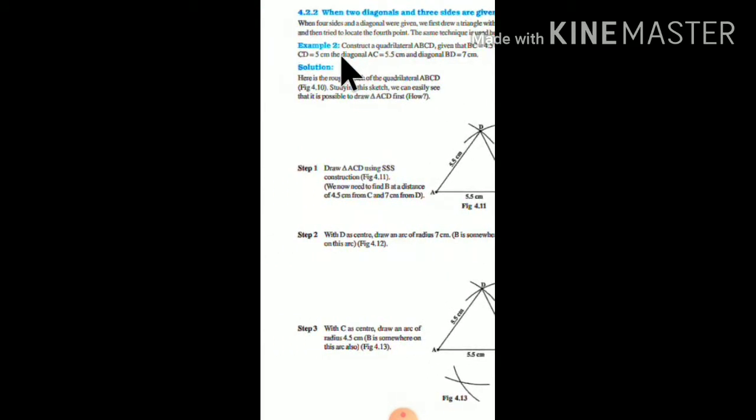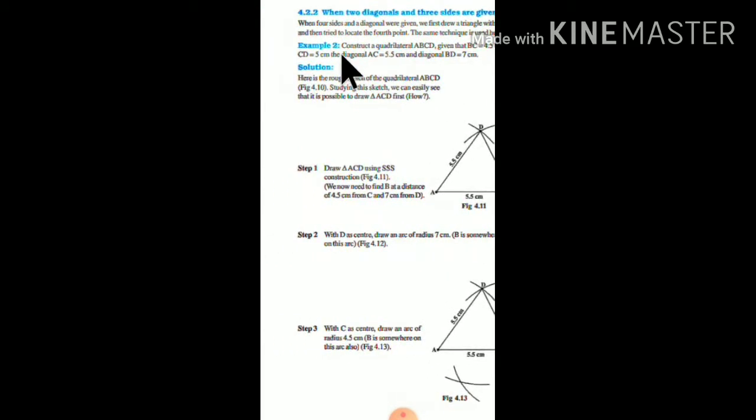So when two diagonals and three sides are given, or when four sides and a diagonal are given, we first draw a triangle with the available data and then try to locate the fourth point. That we have done in exercise 4.1. The same technique is used here. Now one example is given.